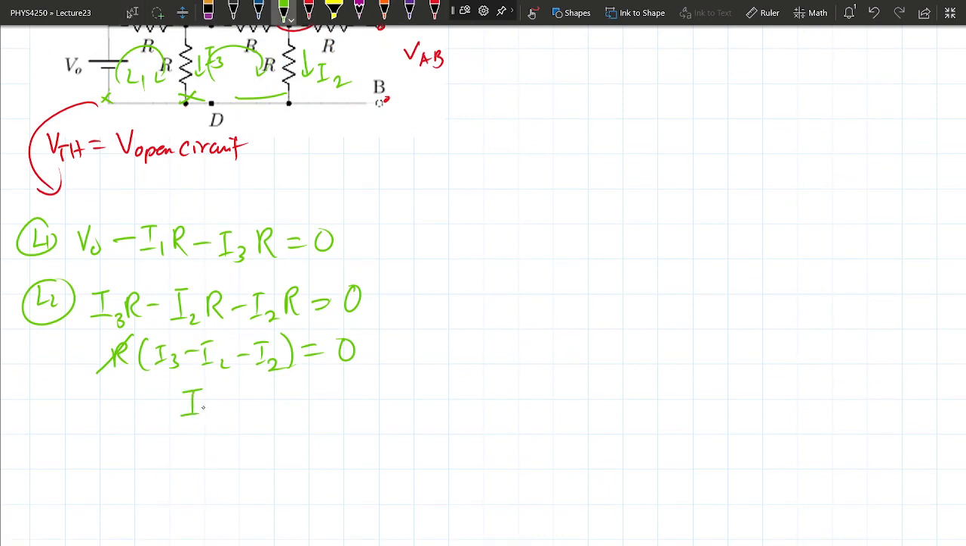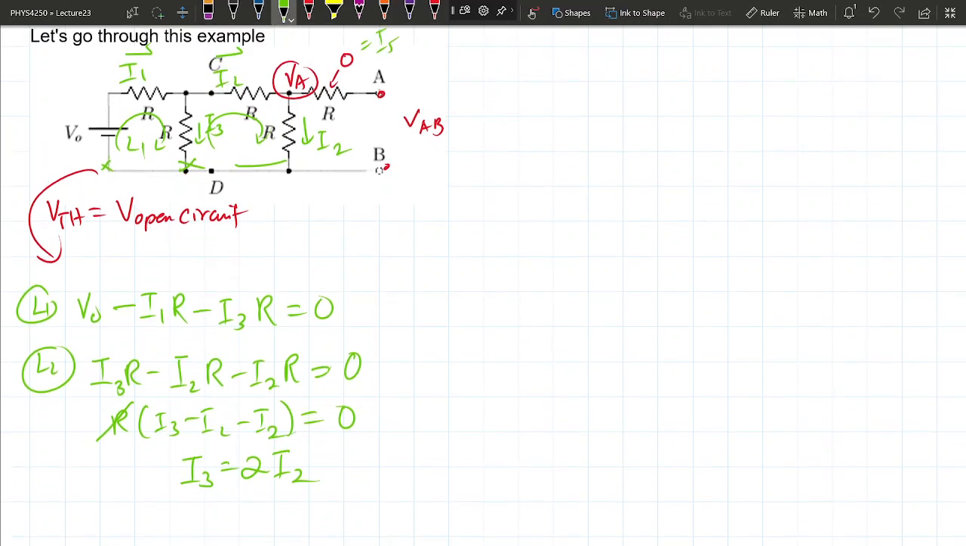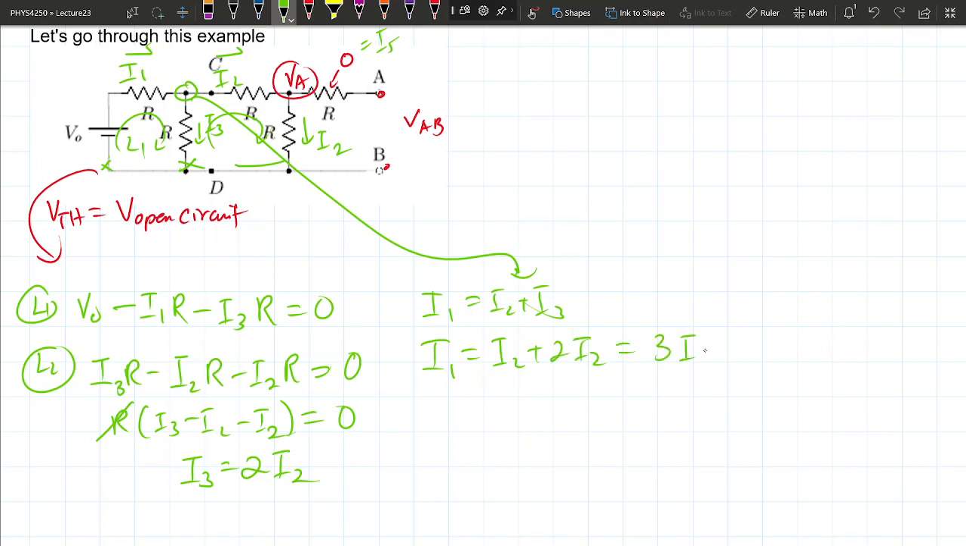So therefore I3 is just equal to twice the amount of I2. That makes things a lot nicer. We still have 3 variables with 2 equations, so we just need one more, so we can use Kirchhoff's junction law. I1 equals I2 plus I3. That's this junction here. We already know what I3 is, so I1 is 2I2 plus I2, which is equal to 3 times I2. So we can put equation 1 all in terms of I2.